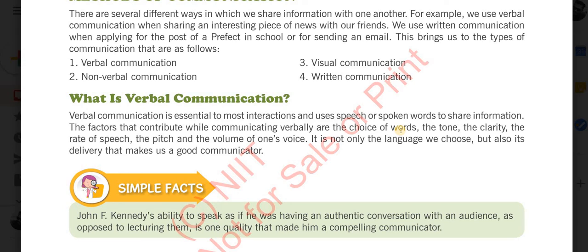There are some people whose volume is too high, and it is very annoying to listen to them. So to create good verbal communication, we need to check our volume and pitch, as well as the tone, clarity and rate of speech. It is not only the language you choose, but also its delivery that makes us a good communicator. Whether it is in Bengali, Hindi, or English, the delivery is the most important thing. How we deliver our speech makes us a good communicator.